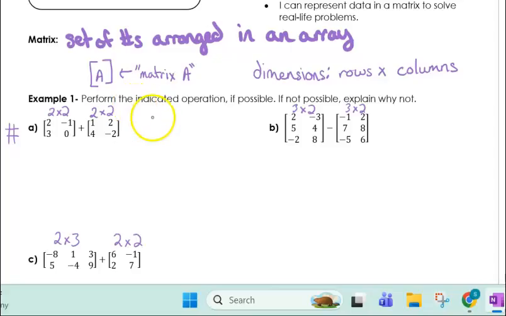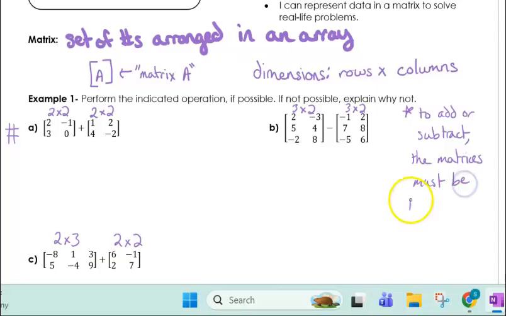Now, it asks to perform the indicated operation, meaning add or subtract, if possible. If not possible, explain why not. Let's make ourselves a little note here. To add or subtract, the matrices must be the same dimensions. So that is the rule.